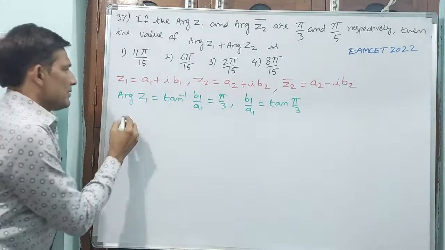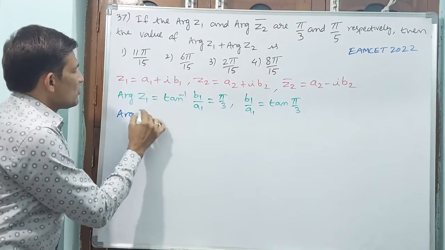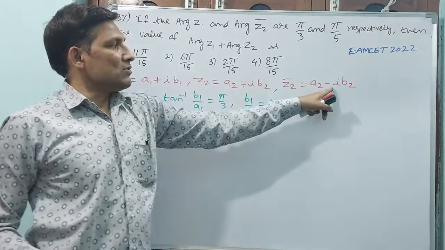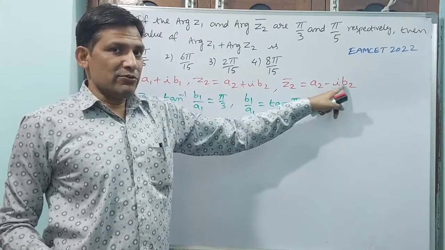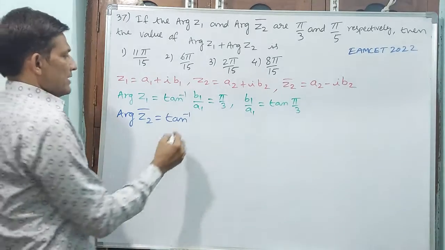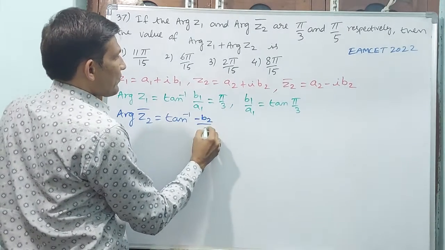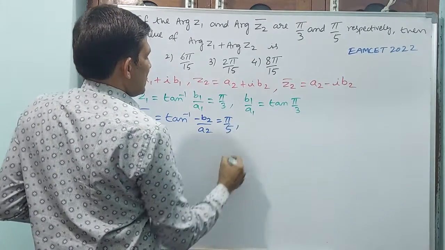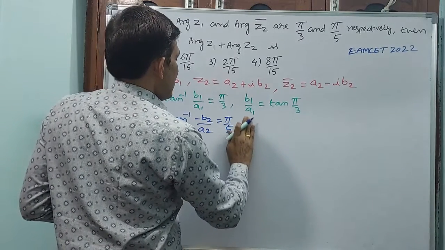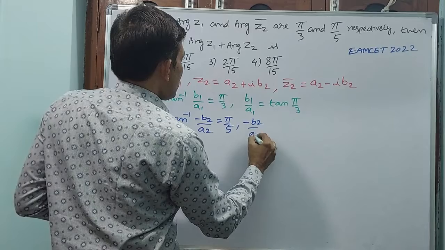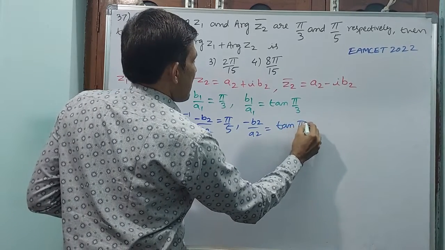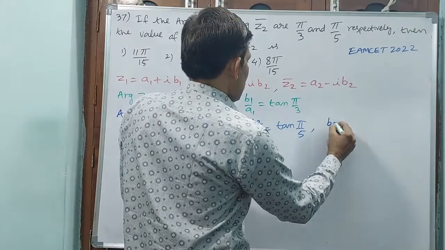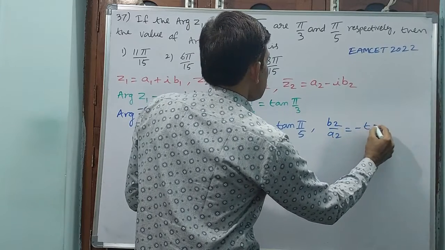Argument of z2 conjugate is equal to tan inverse of, what is the conjugate? Minus b2 by a2. See here minus is there. Don't forget, plus i minus b2 or minus i b2, both are same. Tan inverse of minus b2 by a2. This value is pi by 5. Then minus b2 by a2 is equal to tan pi by 5. If I multiply with minus both sides, b2 by a2 is equal to minus tan pi by 5.